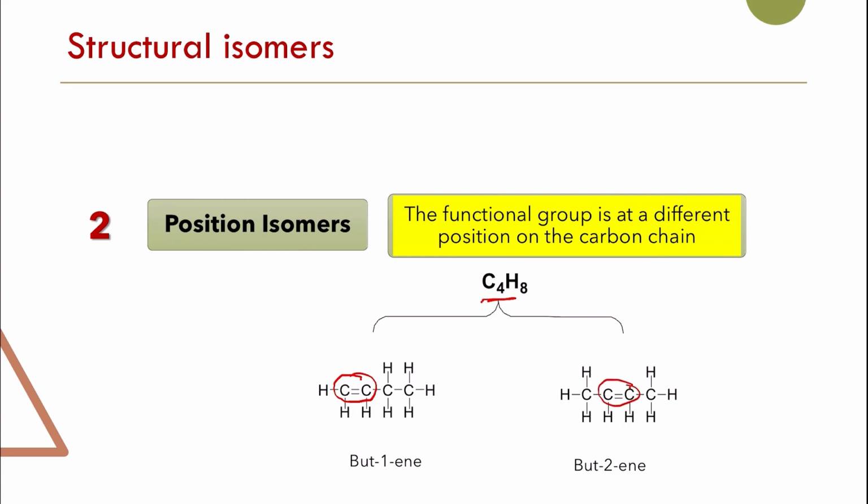However, the position of the double bond for the first one starts with carbon number 1, while for the second one it's carbon number 2. So if you start with this carbon as 1 and this as 2, this is but-1-ene and this is but-2-ene. The 2 here refers to where we can find the double bond. So these are two different compounds. However, they still have the same functional group, so they have the same chemical properties. However, they have different physical properties because again they are different compounds.